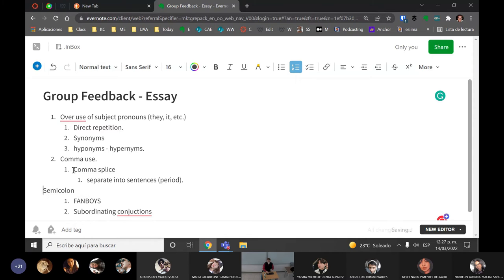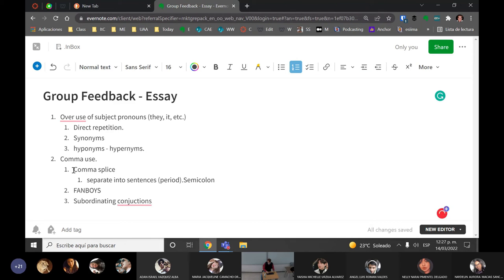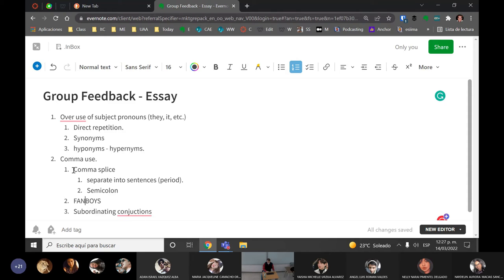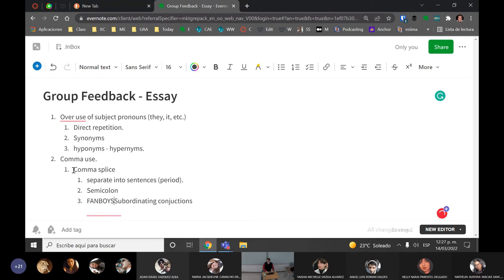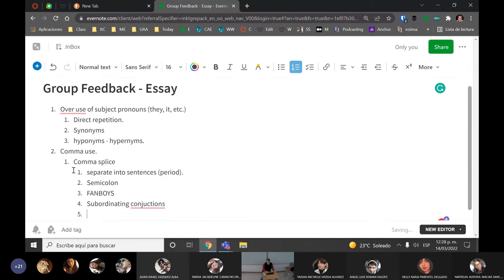And what are some of the other uses of the comma that you found in your own writing or that you find in your partner's writing? Some other comma uses. Looking at your writing partner's text, when are they using commas? Besides the comma splice, which we don't want to use, when should we use it?